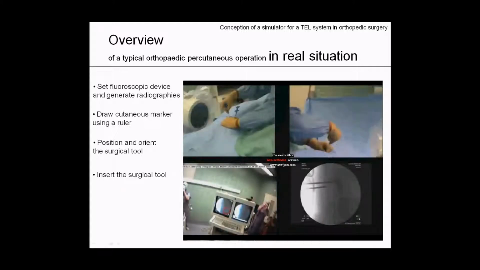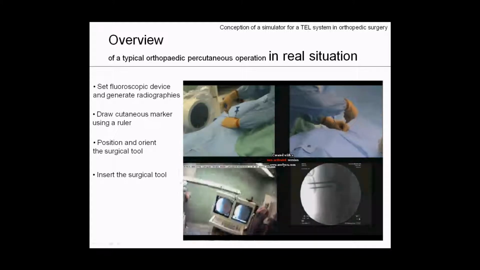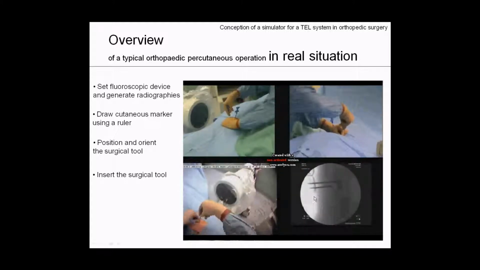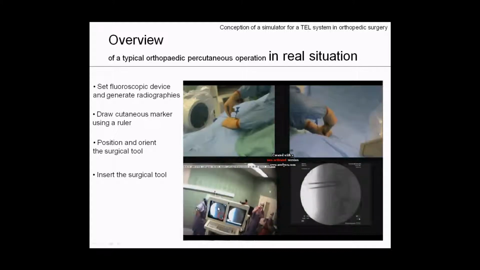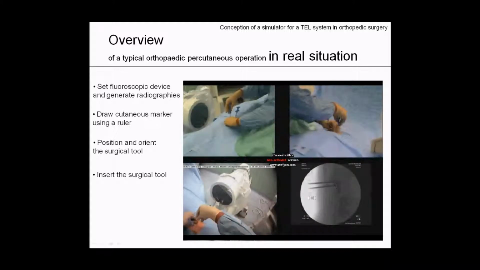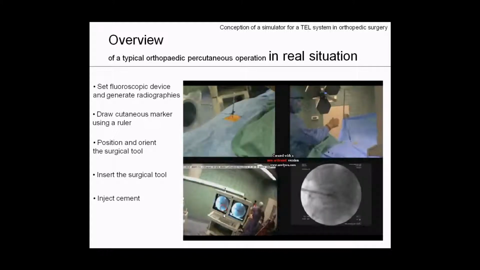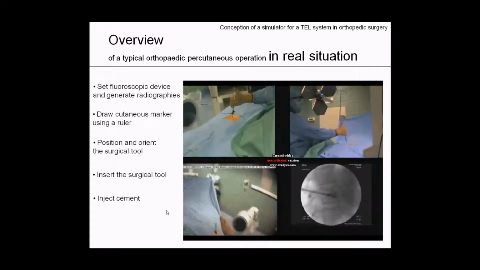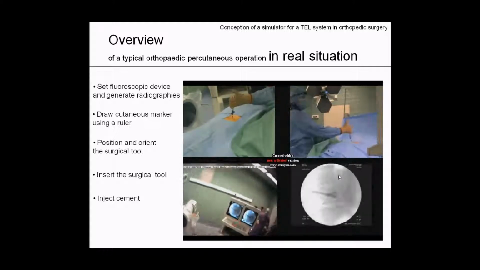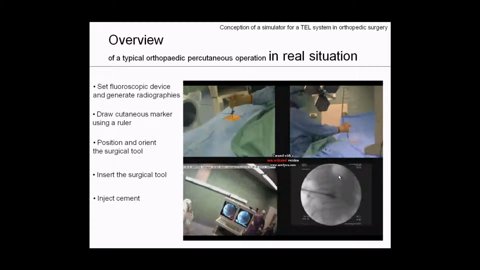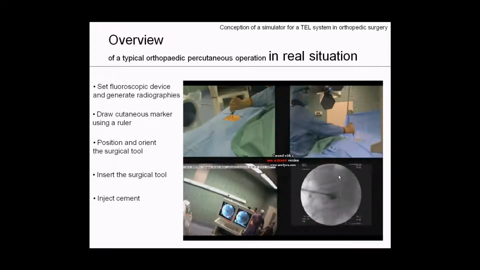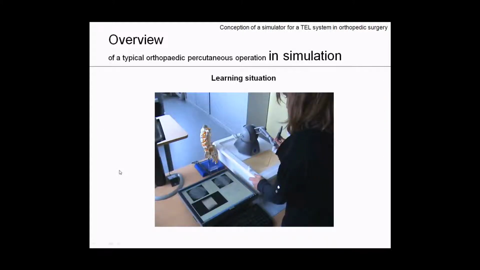And finally, we can observe that they insert the surgical tool on the body and validate the gesture by haptic information, but also by the radio information. And the last activity is to inject the cement on the body, but we don't design this part in our simulator.